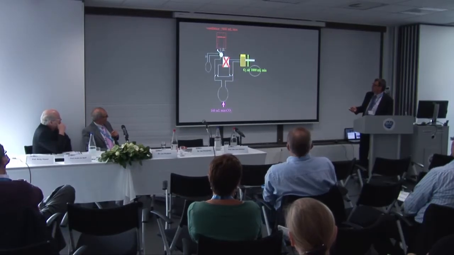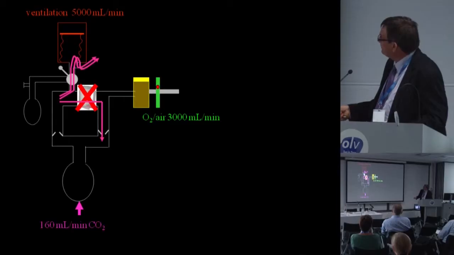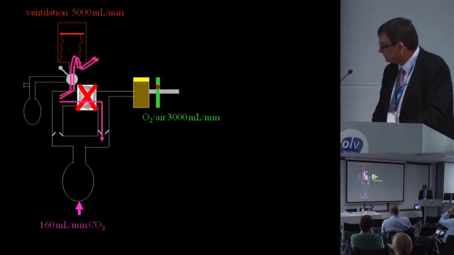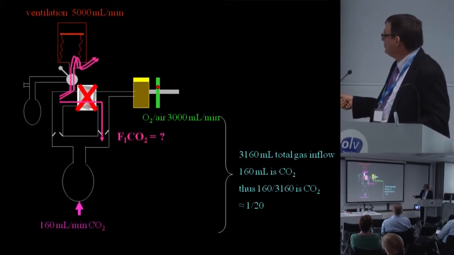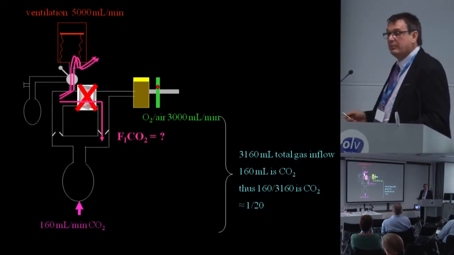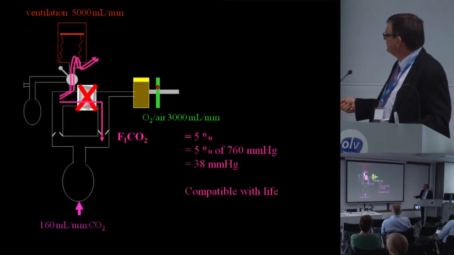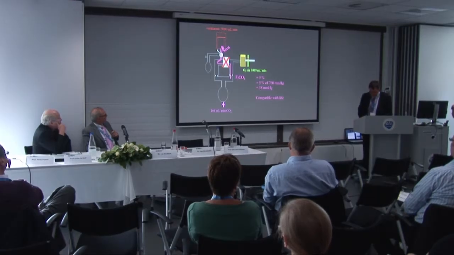What if we use a fresh gas flow of 3,000 milliliters per minute? Well, you will have less rebreathing. Part of the exhaled mixture will be disappearing through the exhaust valve. The total gas flow is 3,160, out of which 160 is CO2. So about 5% is CO2, which is 38 millimeters of mercury. You have to add that to the arterial PCO2. You get a CO2 of around 70 in the arterial blood, which is compatible with life.